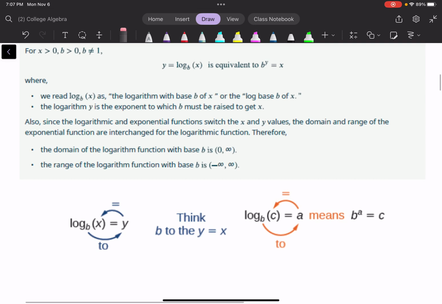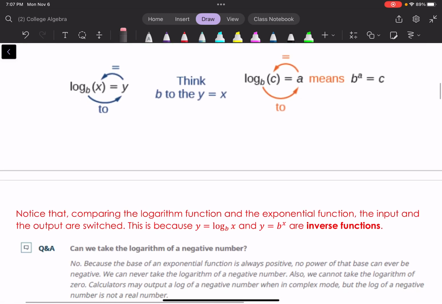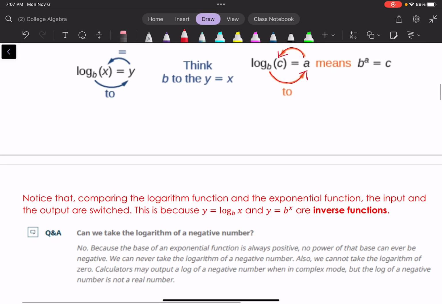We read that as the log base b of x, the most common way you'll hear it. The logarithm is actually the exponent that we have to raise the base b to, to get x. Think about it like this: the log base b of x equals y is equivalent to b to the y equals x. Similarly, the log base b of some number c equaling a means that b to the a power equals c. When you read it, if you want to move it to exponential form, it's b to the a equals c. You can use that visual to help you out a little bit.